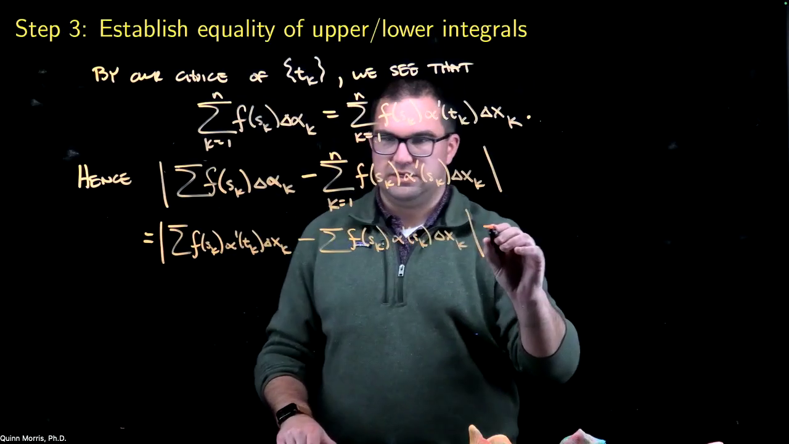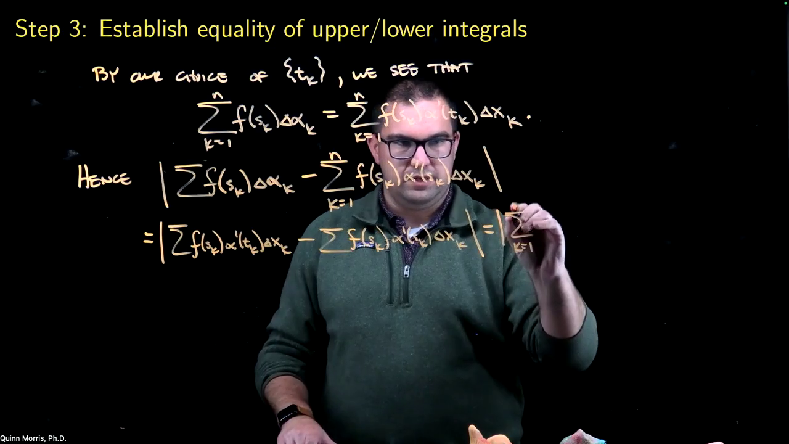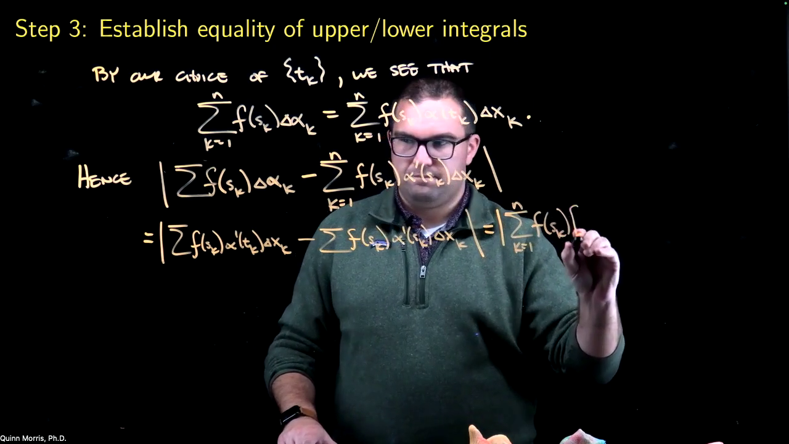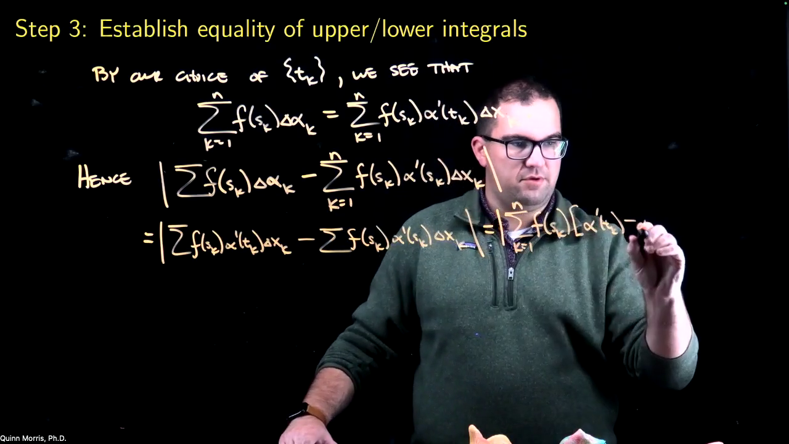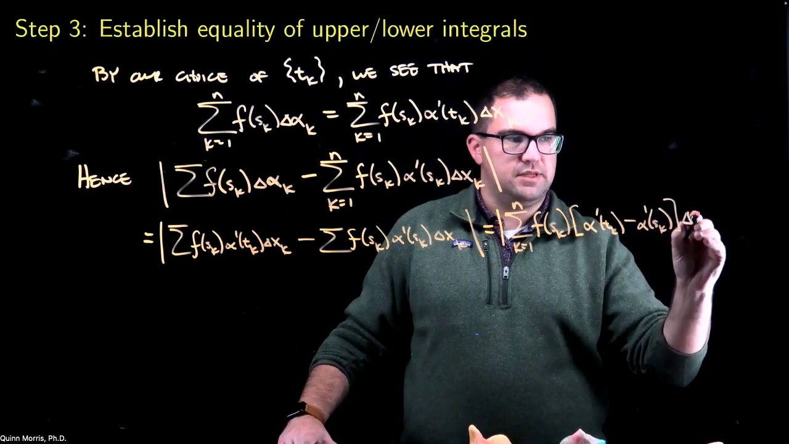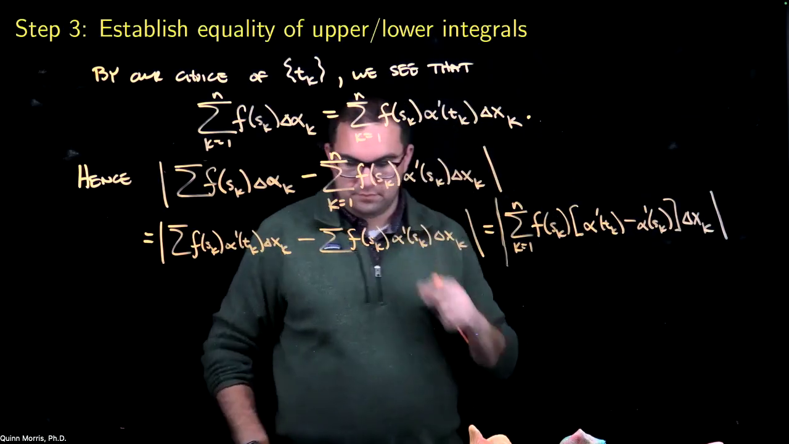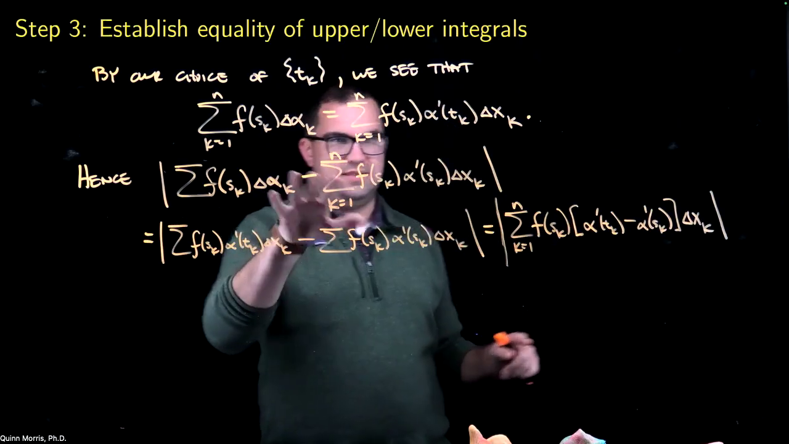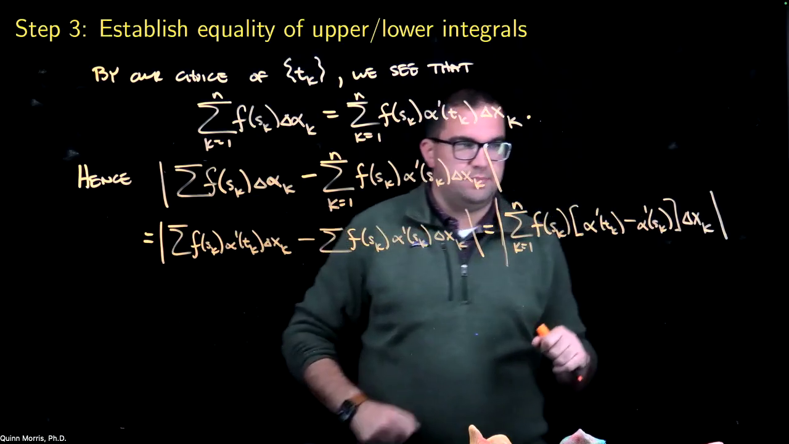And so if I collect all those things together, I get the absolute value of the sum, k equals 1 to n, of f of sk times alpha prime of tk minus alpha prime of sk, times delta xk. All right. Now, I wonder how bad can this be? Again, I'd like to get these arbitrarily close together, like within an epsilon of one another. Okay, so how bad could this be?